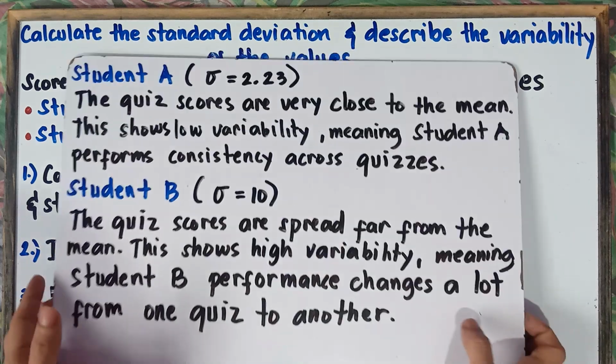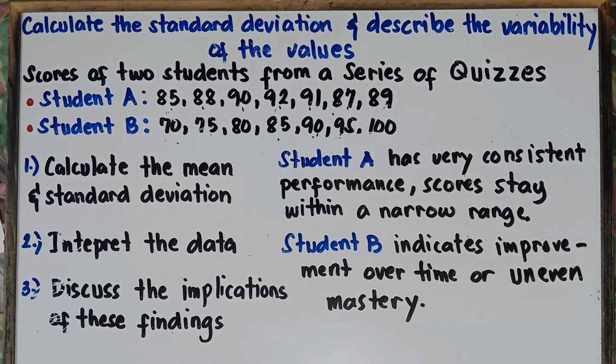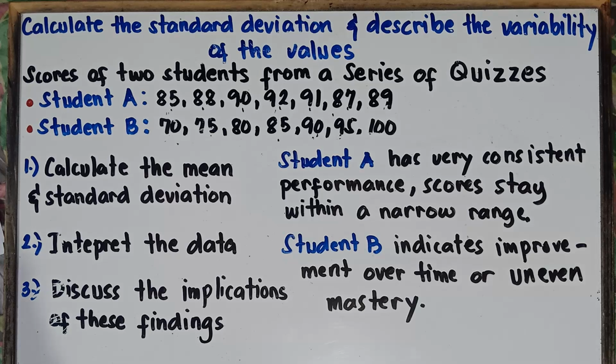Alright, so let's proceed now to question number 3. Discuss the implications of this finding. So let me just write my answer. We don't have enough space, class. Let me just write the answer here for the discussion of the implications. For question number 3, we're going to discuss the implications of this finding. So that will be our outcomes or our conclusions.